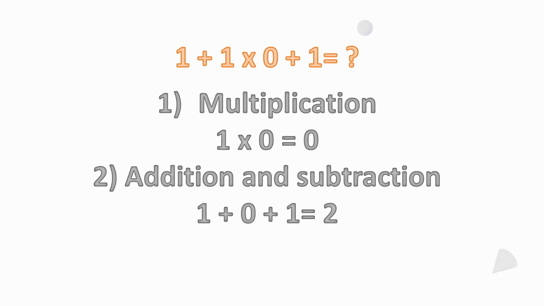So right off the bat, I want to get rid of the myth that I see where people think, oh, you'd have to have parentheses around the multiplication. No, that's not true. And we'll get to that in a minute. But first, I just want to hammer home the convention. So 1 times 0 is 0. And then you do your addition and subtraction left to right. So 1 plus 0 plus 1 equals 2.